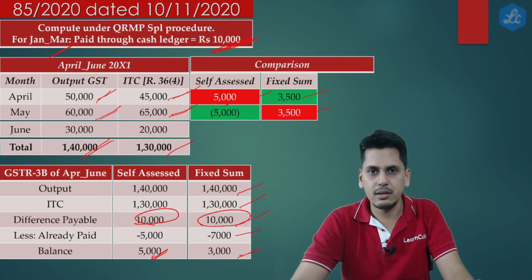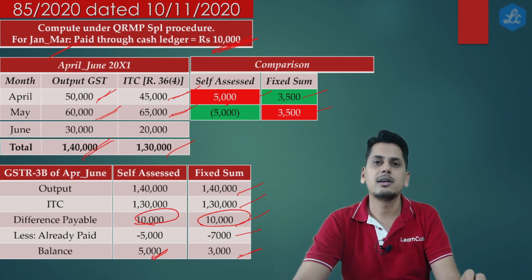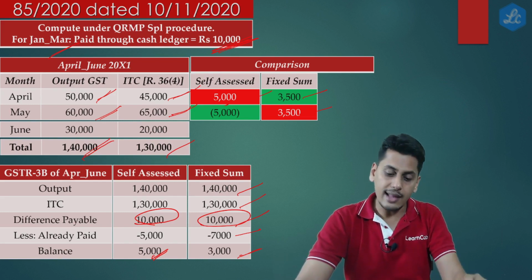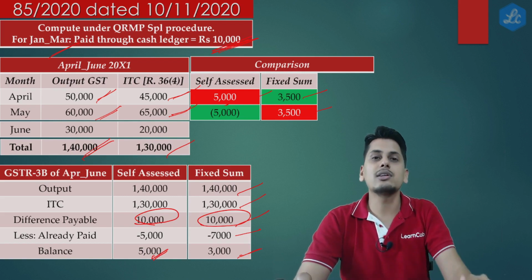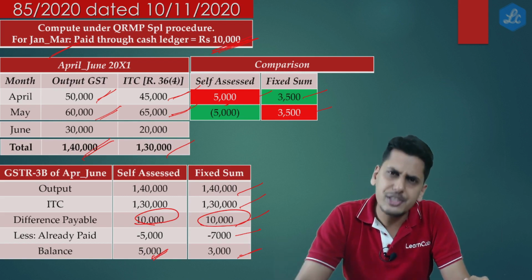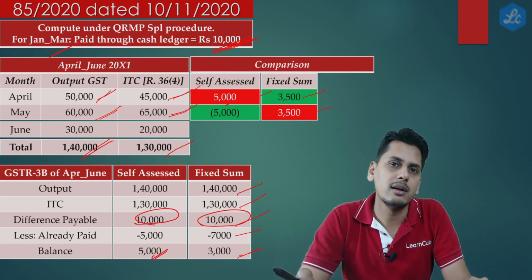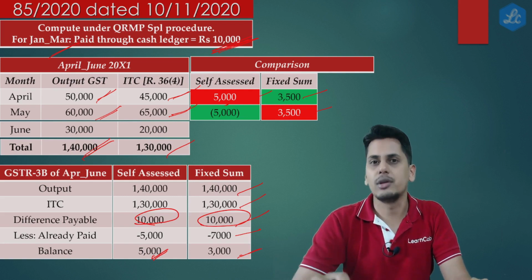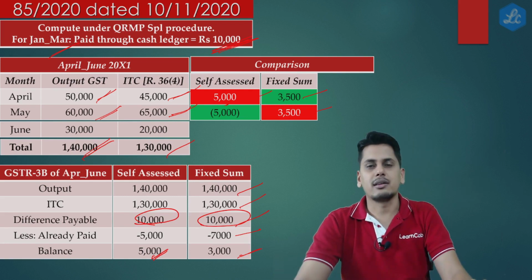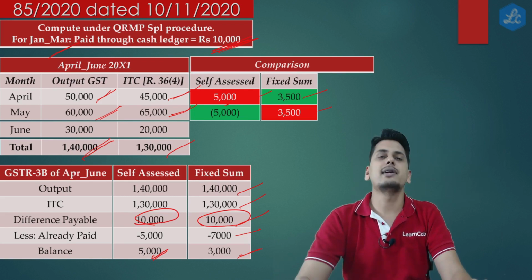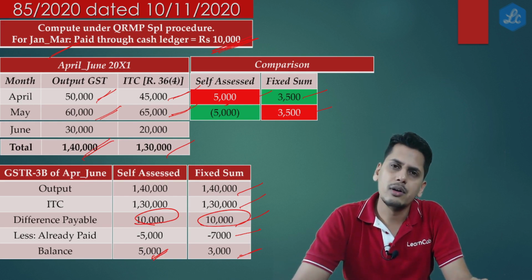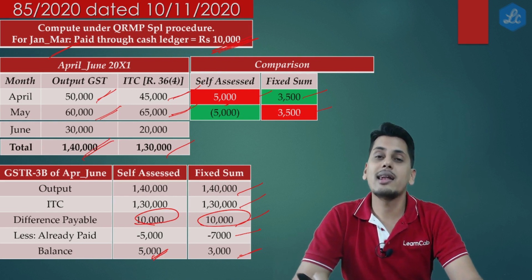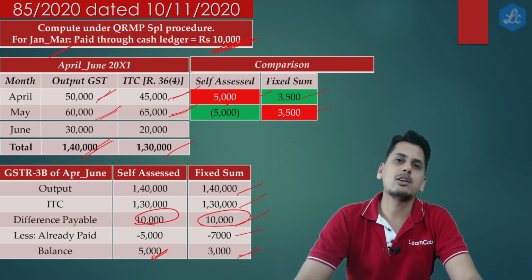So first month 5, next month 0, third month 5. Under fixed sum method, first month 3,500, second month 3,500 and third month 3,000. So friends, ultimately 10,000 goes to the kitty of the government. The only change is the timing, the pattern in which it is going to go. So which one is better? Whether self-assessment is better or fixed sum is better, or do I have another option? What is the other option?